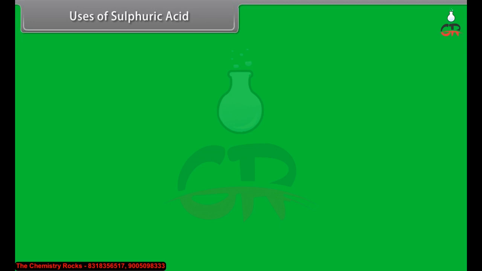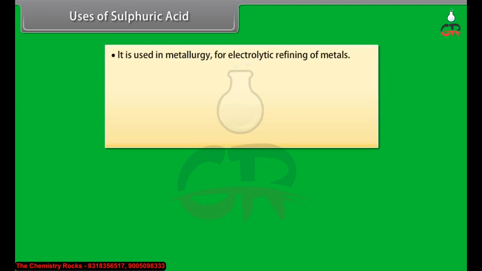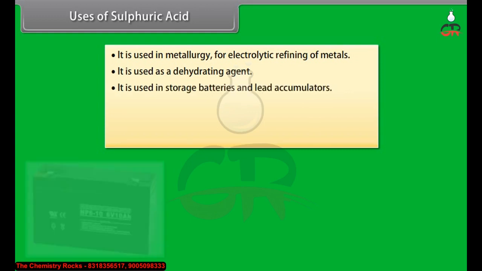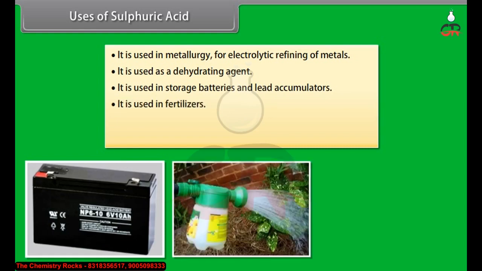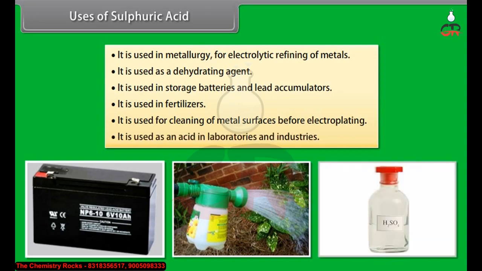It is used in metallurgy for electrolytic refining of metals. It is used as a dehydrating agent. It is used in storage batteries and lead accumulators. It is used in fertilizers for the preparation of ammonium phosphate, ammonium sulfate, and superphosphate of lime. It is used for cleaning of metal surfaces before electroplating. It is used as an acid in laboratories and industries.